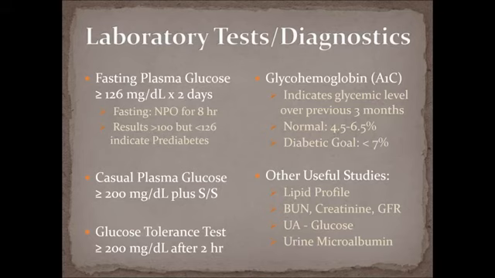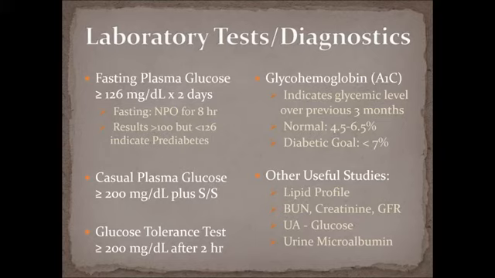From a diagnostic perspective, there are several laboratory tests that can identify and diagnose the presence of diabetes. The first is your fasting plasma glucose. We consider results at or above 126 milligrams per deciliter on 2 separate occasions to be diagnostic for diabetes. Now, fasting means that they have been NPO for at least 8 hours, nothing but water.